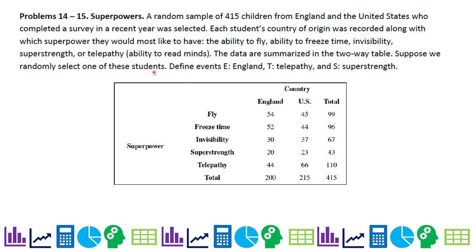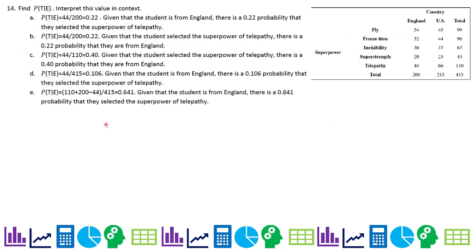Suppose we randomly select one of these students. So E is England, T is telepathy, and S is super strength. I think I used SS, but it's no biggie. All right, so find P of T given E. So find the probability of telepathy given England, and then interpret this value in context.